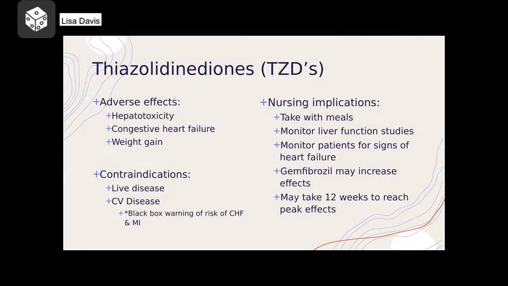Our adverse effects with our TZDs, like rosiglitazone, include hepatotoxicity, congestive heart failure, and weight gain. You want to avoid using TZDs with liver disease and cardiovascular disease. There's actually a black box warning for a risk of heart failure and MI when it's taken with the TZDs.